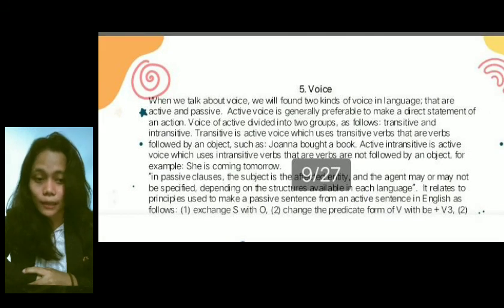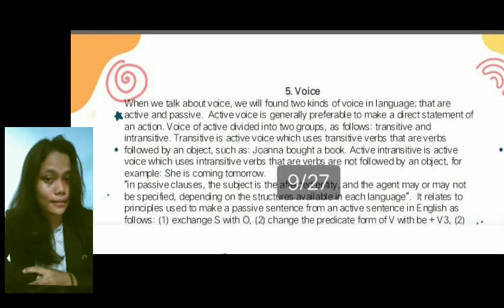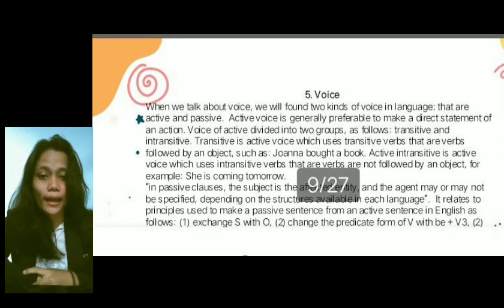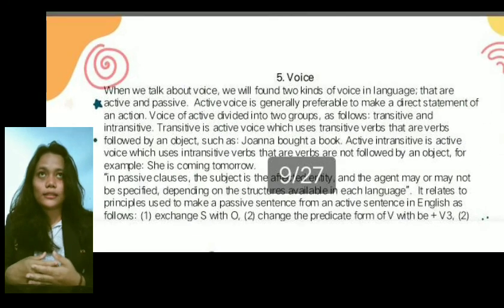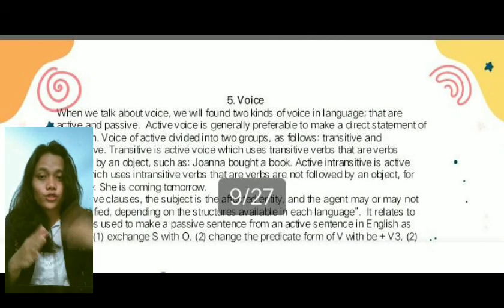Based on the example, only transitive verbs, or verbs that are followed by an object, can be used in the passive. I think that's all my explanation about the definitions and the types of grammatical equivalence. We can continue to the next speaker.